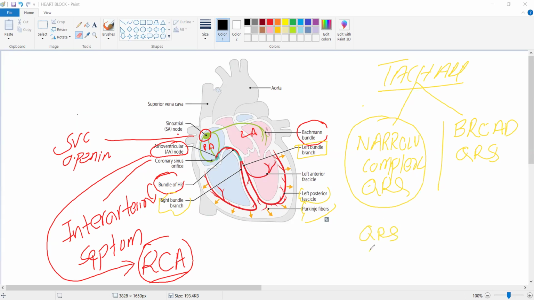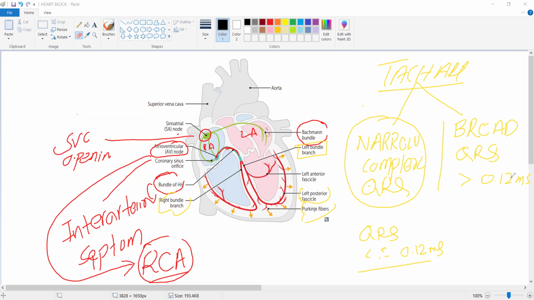Okay, so in narrow complex tachycardia, the QRS is less than three small boxes. Less than three small boxes means less than 0.12 seconds, right? And broad means more than 0.12 seconds, the QRS duration.